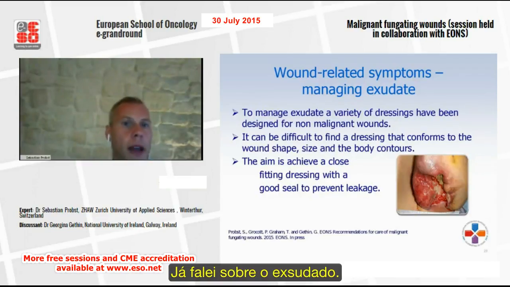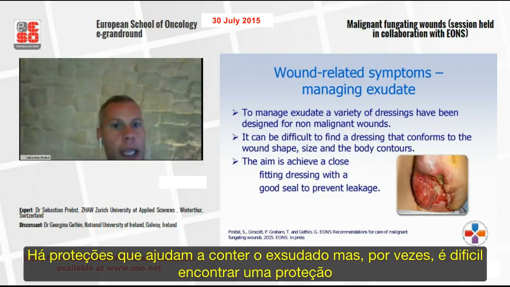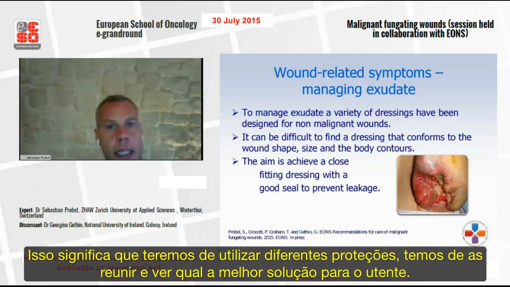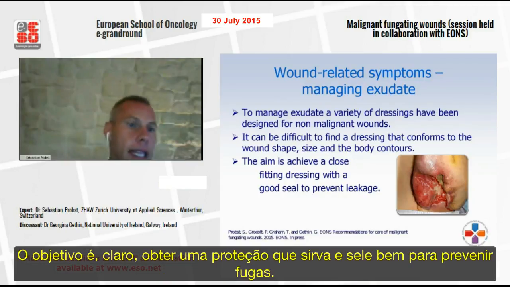I already talked about a part of the exudate. We have these varieties of dressings I already presented to contain the exudate, but sometimes it is difficult to find a dressing that conforms to the wound shape, wound size, and the body contours. That means that we have to use different dressings, put them together and see what is the best solution for the patient. It is, of course, the aim to achieve a close-fitting dressing with a good seal to prevent leakage.